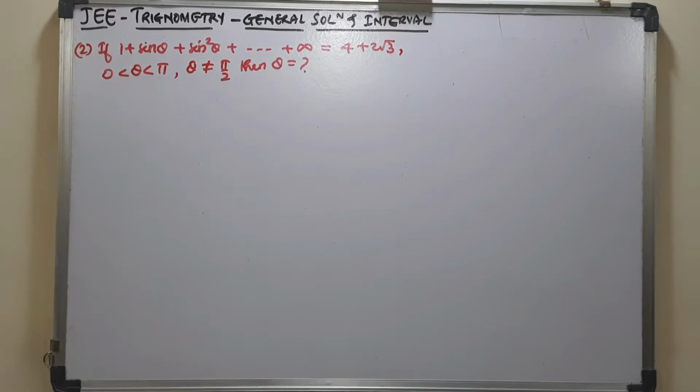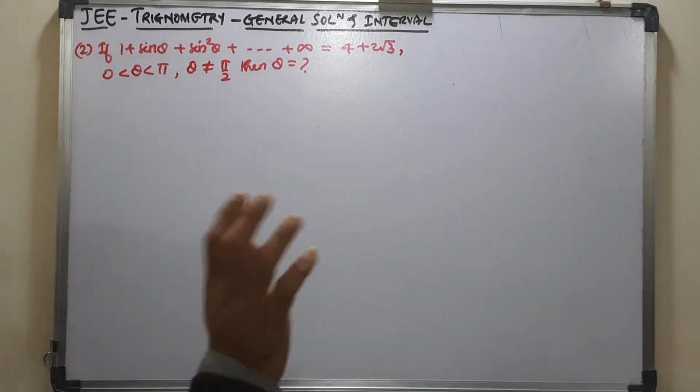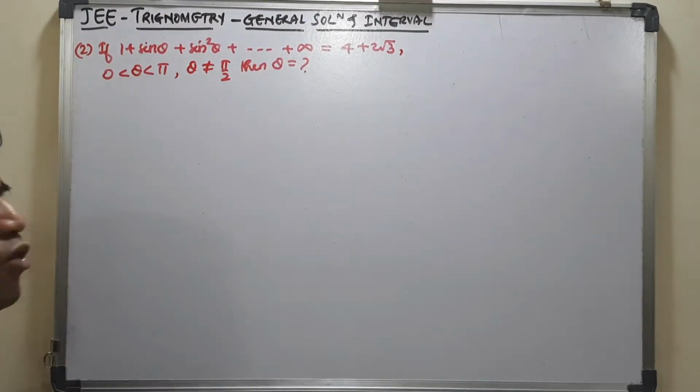Now let us go to another question. It says 1 plus sin theta plus sin square theta plus sin cube theta and so on up to infinity is 4 plus 2 root 3.